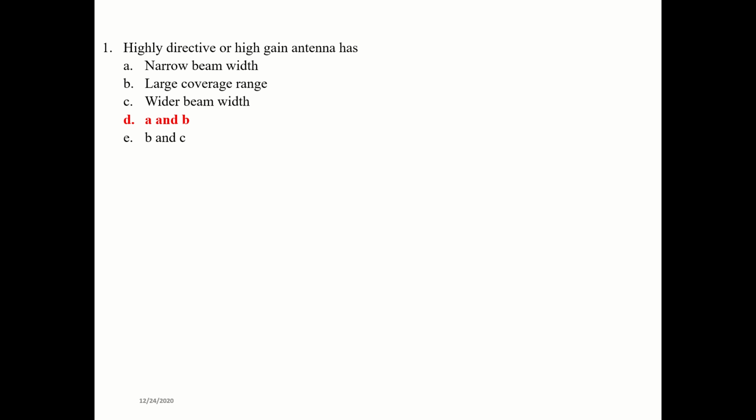So that's why the answer is D. It will not have a wider beam width, but a large coverage range. Range means the range of distance covered by these high gain or highly directive antennas will be more.